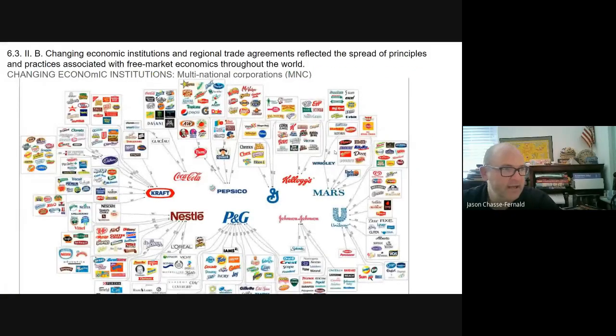And of course, multinational corporations are a major part of these free market policies, and they have a lot to do with the encouragement of free market policies by the Chinese government. It was an interesting relationship that rose in the 1980s between the Chinese government and Western multinational corporations.